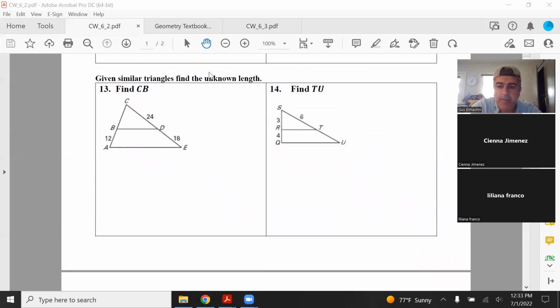All right, now here, given similar triangles, find the unknown length. Okay, we haven't talked about similar triangles yet. We will on Tuesday. Similar triangles just means triangles that are proportional.